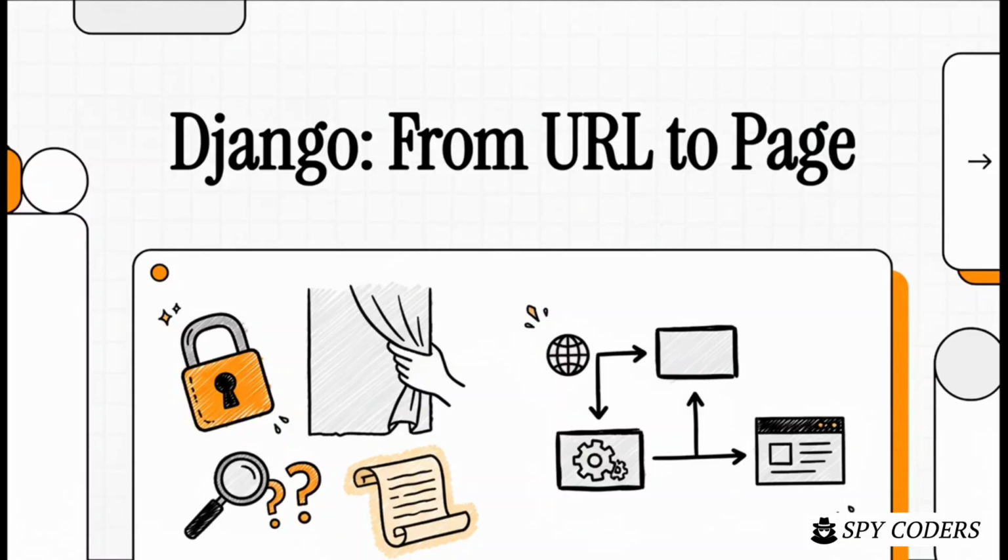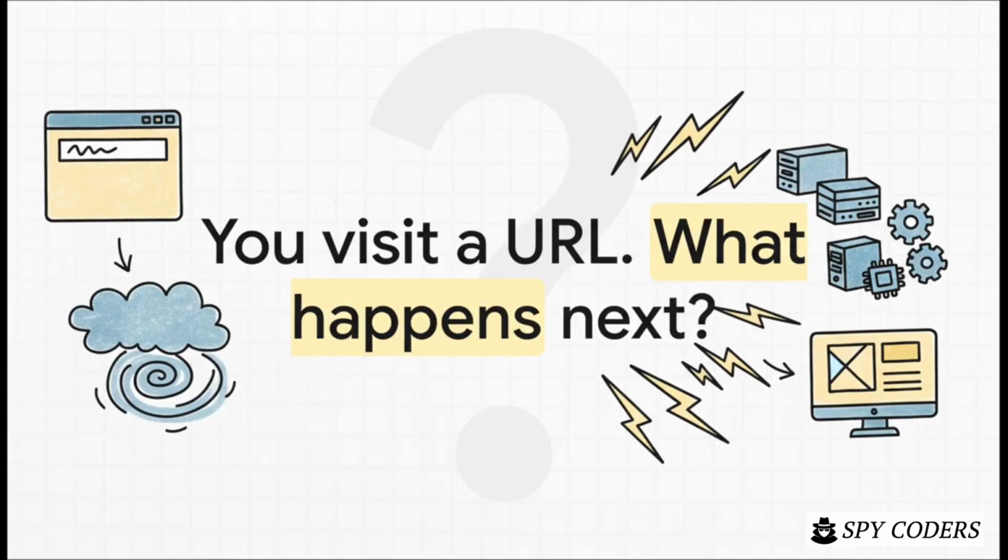All right, let's dive in. Today we're going to pull back the curtain on a little piece of magic in the Django web framework. We're going to trace the journey from a simple URL all the way to a full-blown web page. Think about it. You type a web address into your browser, you hit enter, and boom, a page appears. It feels instant, right? But behind the scenes, there's this incredibly fast, super precise sequence of events kicking off.